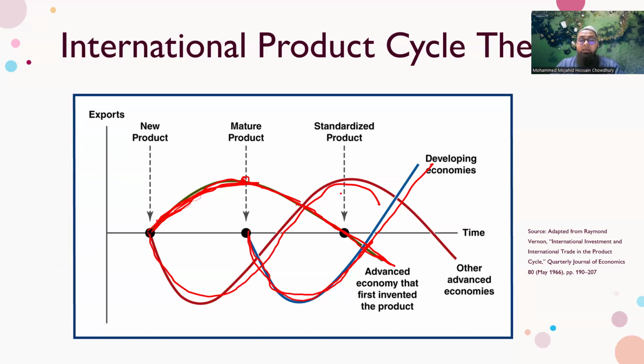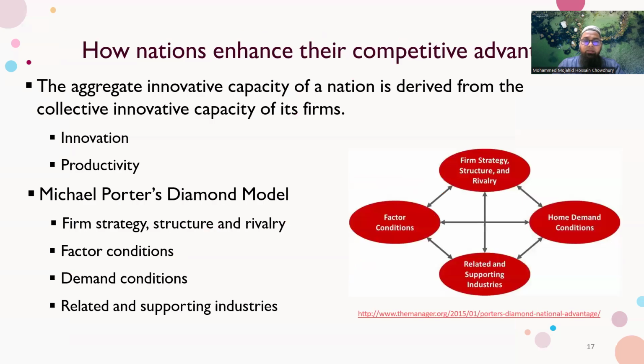So this is the product cycle theory, which gives us the idea of how, over the time of the maturity of the product, international trade is changing. One time the ball is in one court, and another time the ball is in another court. So this is the way.